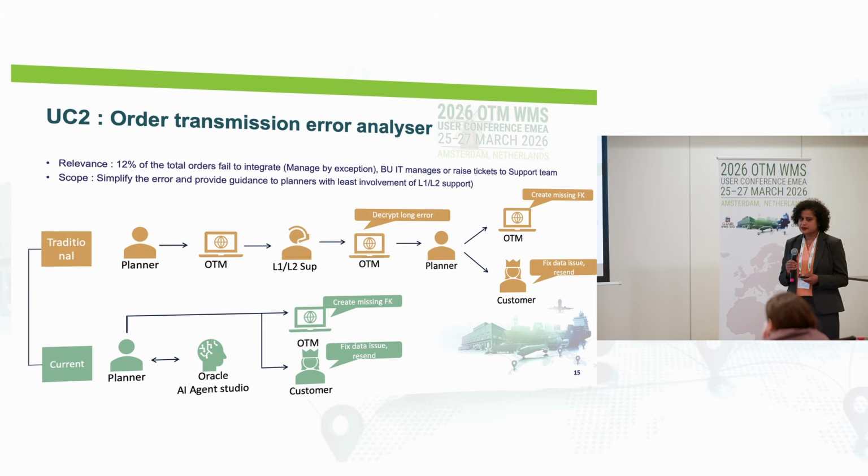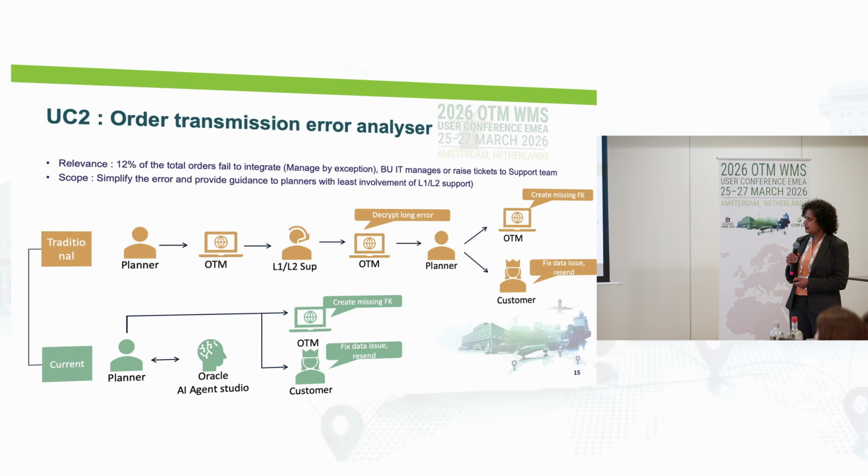If you have ever seen Transmission Manager, it is this room wide. It is a pretty long text. So decrypting that would be the responsibility of the L1, L2 support. And they go back to the planner and say, well, a refnum is missing. And then the planner goes to OTM, fixes the foreign key, which is the refnum qualifier, and goes back to planning. Or it might be something that the customer made an error in. They sent a bad value in the order release. So the planner has an option to call the customer and get it fixed.